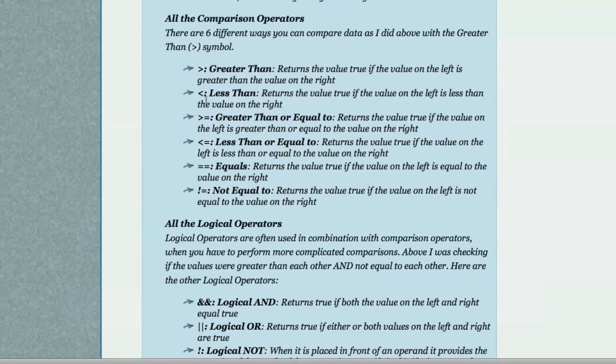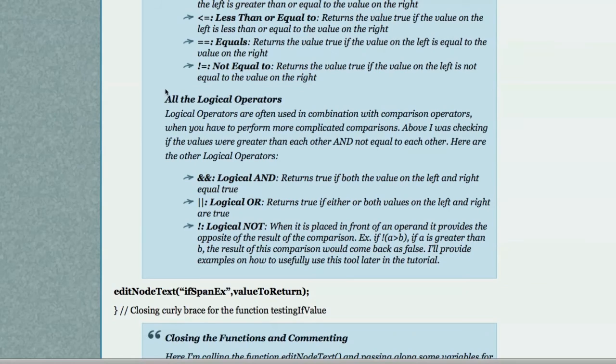You have your greater than symbol, your less than symbol, your greater than or equal to, your less than or equal to, your equal to, which is two equal signs, and then you have your not equal to symbol, which is found right here. Previously, I referred to the and symbol. As you see here, it's called the logical and. What it does is return true if both the values on the left and right equal true. This right here is the logical or statement. It returns true if either or both values on the left and right are true.